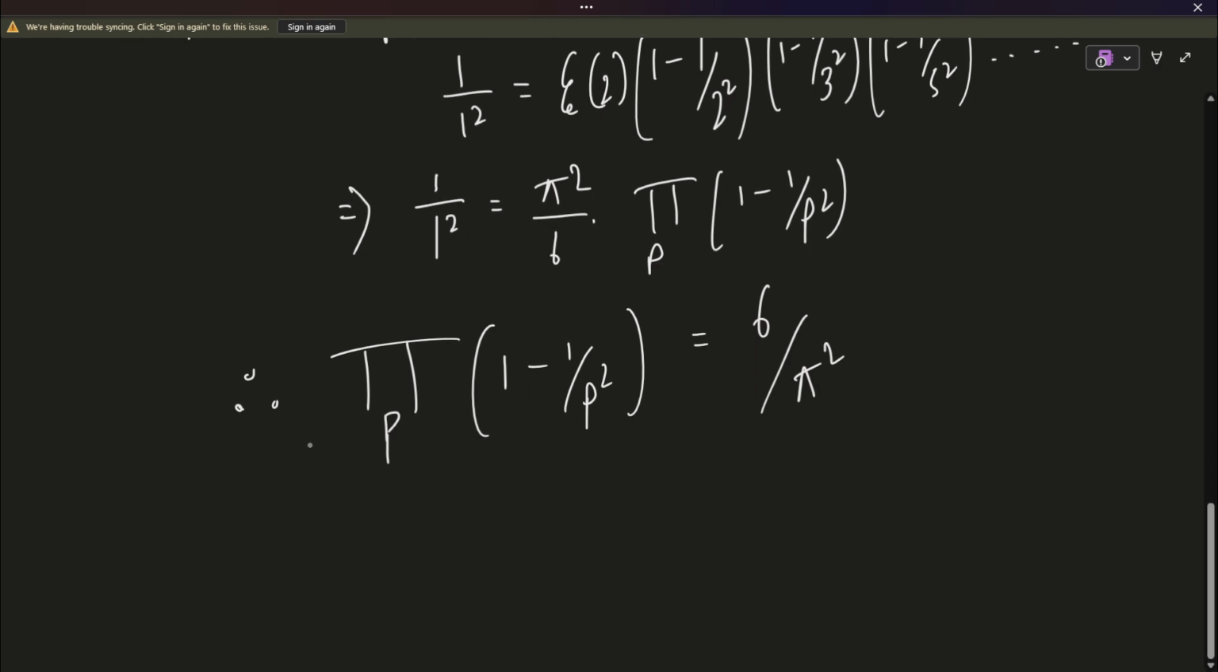And this is your probability P. So therefore, the required probability is 6 by pi square. So the probability that two random integers are co-prime is nothing but 6 by pi square.